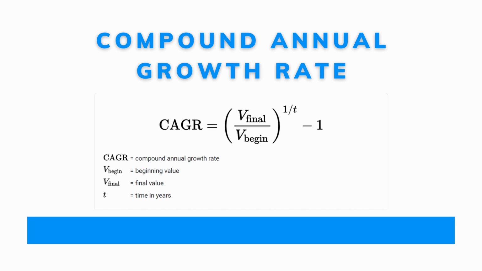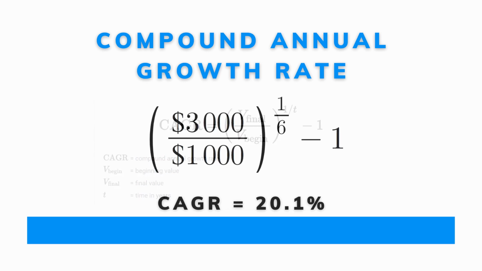In the example mentioned earlier, the compound annual growth rate would be 20.1%. This means that the person returned on average 20.1% each year.